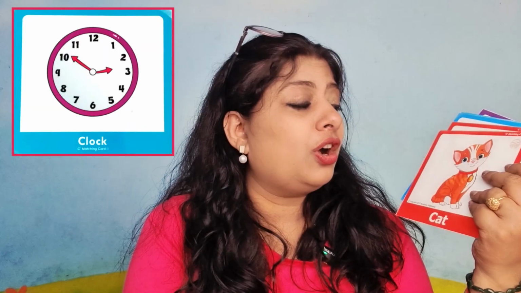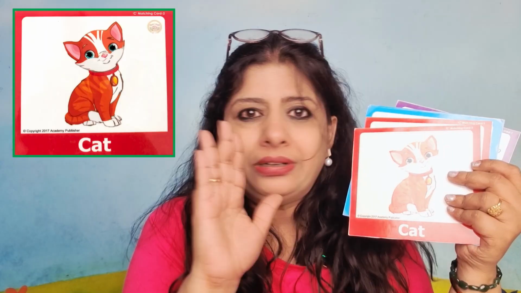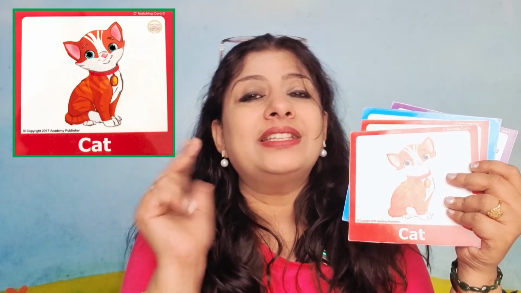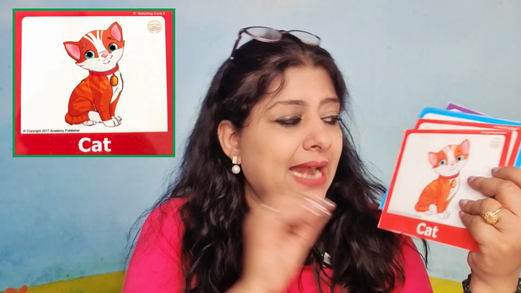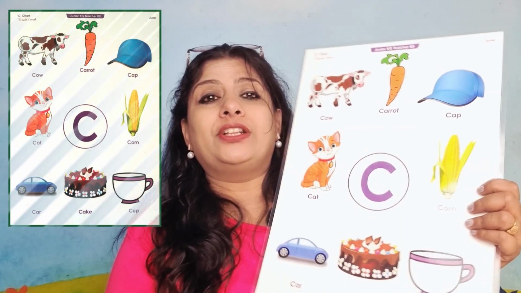This is a clock. Let us not use clock here, we'll use cat. Now this is a cat. I love cat, I don't like cat. So the sentences can be very honest and simple. Like this, you can go on making new sentences using these picture cards or the picture chart.